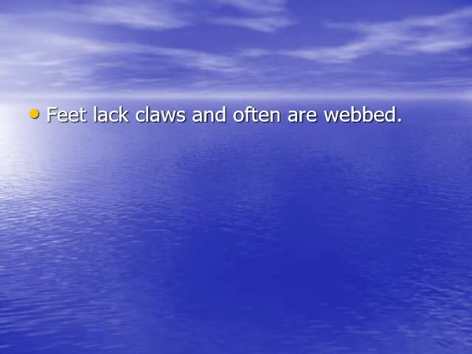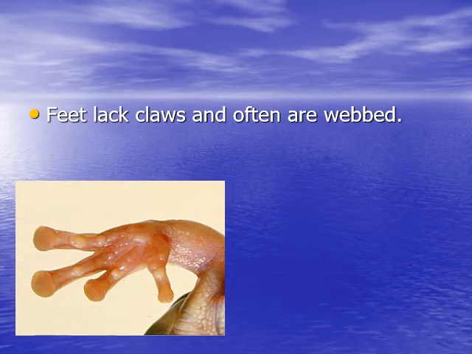The feet of amphibians will often lack claws. So here we have a picture of a frog's foot. We can see that it has little toe pads on it to stick to things. Oftentimes they're webbed because even though they live on land and breathe air when they're adults, they do oftentimes spend time in water, getting food or just staying damp so that they don't dehydrate. So they do spend a lot of time swimming.